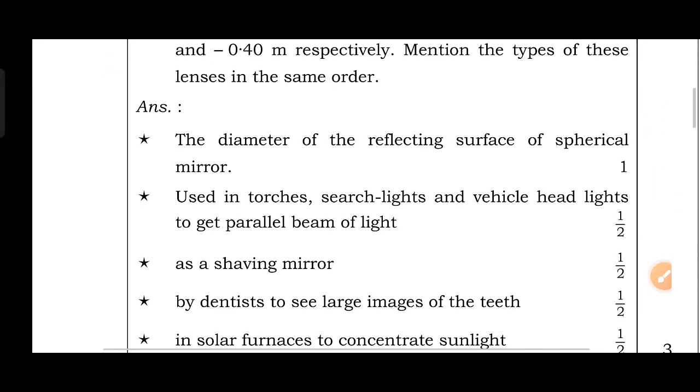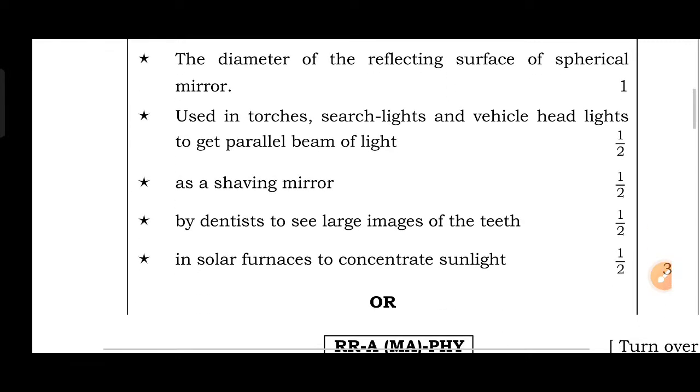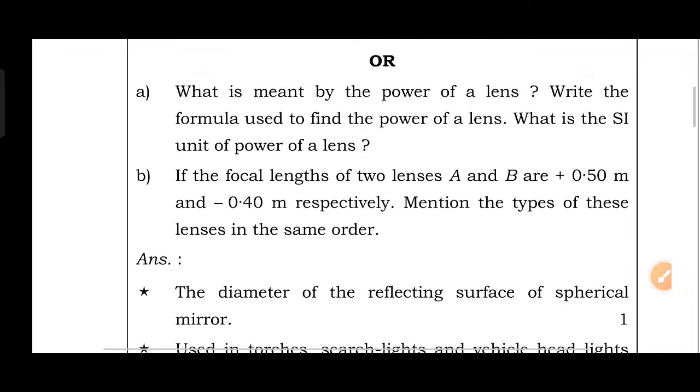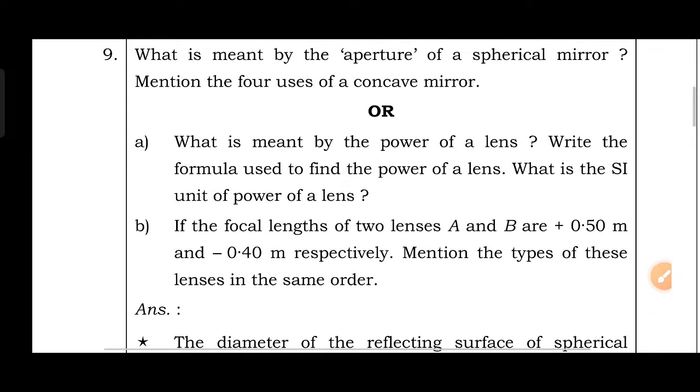4 uses. It is used in torches, searchlights, and vehicle headlights to get a parallel beam of light. As a shaving mirror. Dentists use it to see large images of the teeth to check the teeth cavities. In solar furnaces, they use a concave mirror to concentrate sunlight.